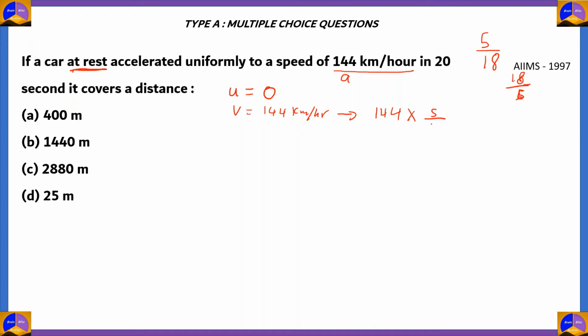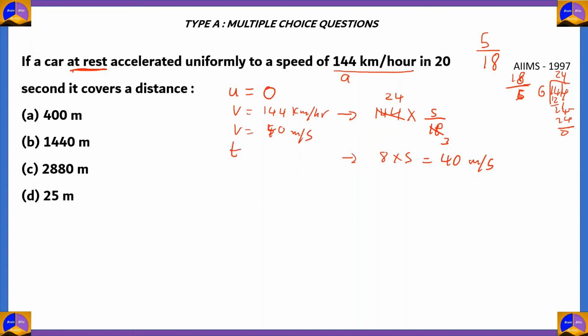So 144 into 5 by 18. So I'm going to divide 144 and 18 by 6. So 6 goes into 18 3 times. And when you do 144 divided by 6, you'll get 24. 6 twos are 12, 2 is left, 4 comes down, 6 fours are 24, 24 minus 24 is 0. So we get 24, 6's go into 144. And 3 goes into 24 8 times. So we have 8 times 5. That is 40 meters per second. So v is equal to 40 meters per second.